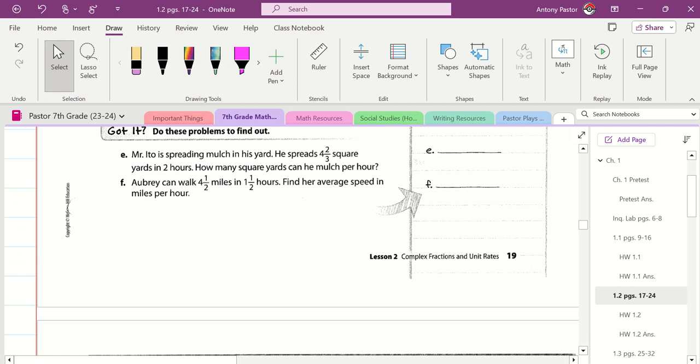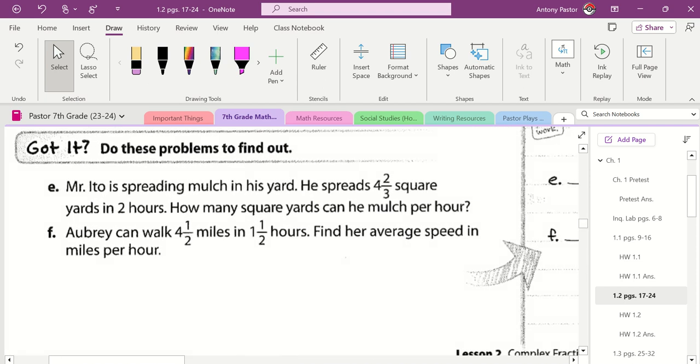So, let's do a got it problem really quick, and I'm going to show you exactly what I mean. Mr. Ito is spreading mulch in his yard. He spreads 4 2/3 square yards in 2 hours. How many square yards can he mulch per hour? So, looking at the question, we know that if he's doing 4 2/3 square yards in 2 hours, if I want to find out how much he's doing per hour, I would just divide it by 2, correct?